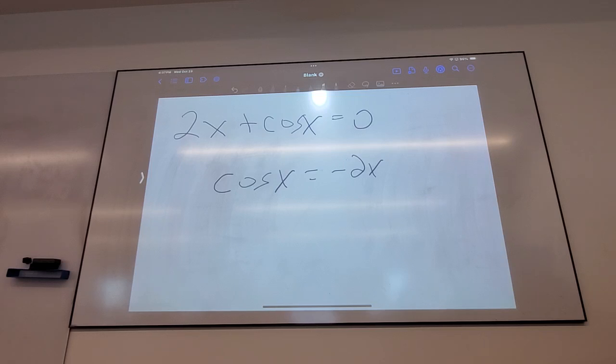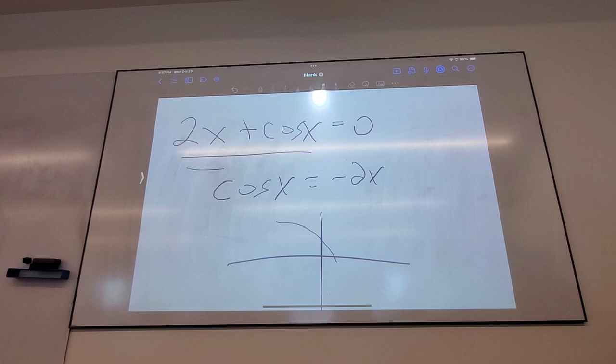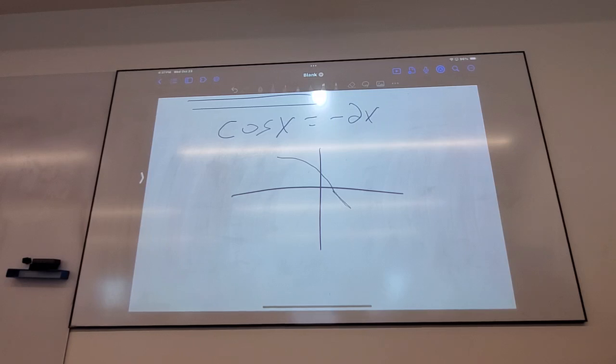Not following? If I have a function and it goes through once, what's the only way it could go through again? It's a continuous, differentiable function, yes? What's the only way it could go through again? If the function turns. And what does that mean? Or the derivative is positive and then negative.